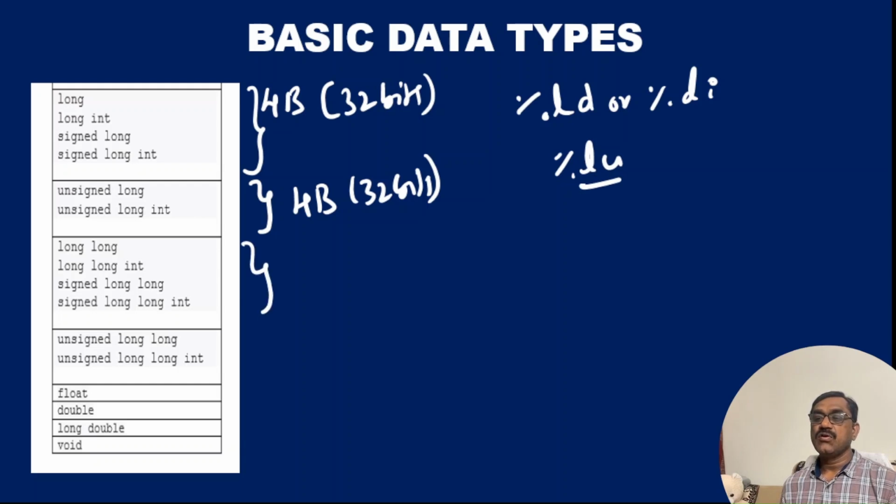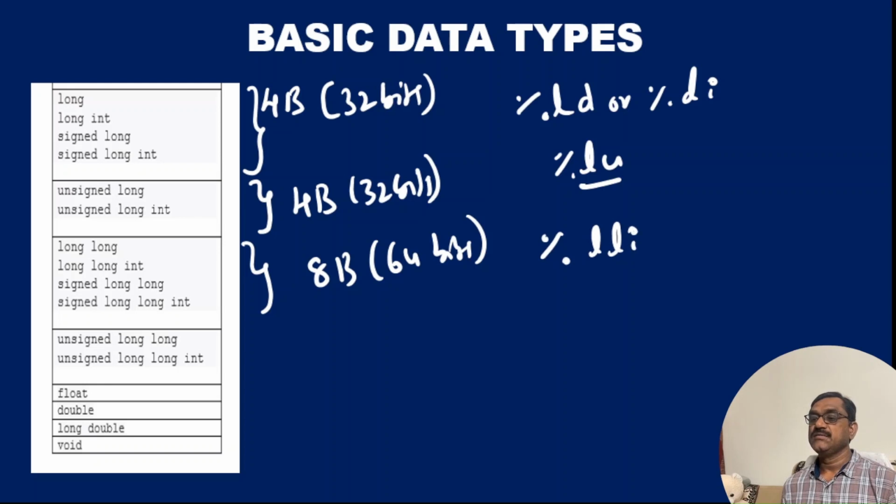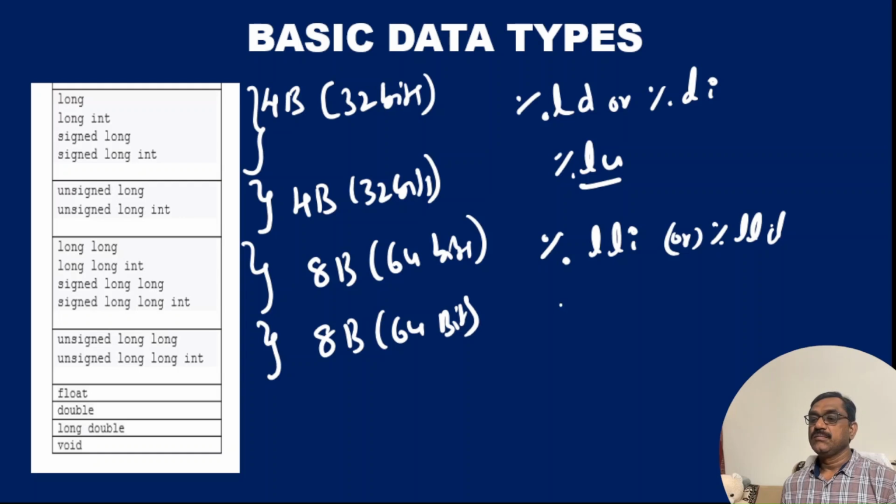Next, long long int, signed long long int, all are same. It is taking 8 bytes, that means 64 bits. So for this, what is the format specifier? %lli or %lld. Next, unsigned long long int, both are same. So same again, 8 bytes, 64 bits. Here what do you have to use? %llu. This is the format specifier or control string.